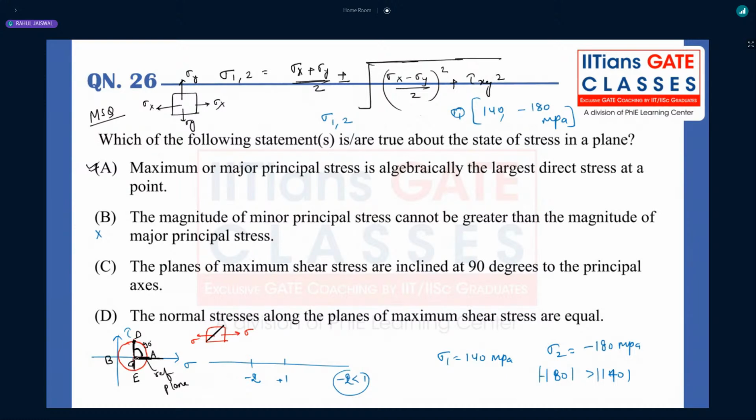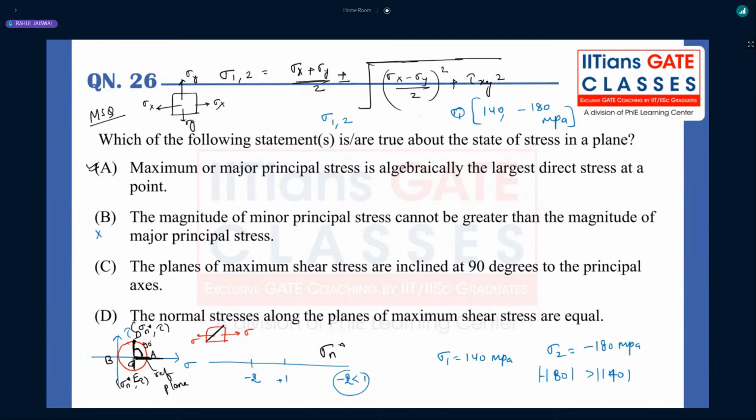Both are maximum shear stress planes. So on both, if you see the coordinates of D, what are we getting? Sigma n star into tau. Here also we'll be getting sigma n star into tau, right? So only the direction will change because of the maximum shear stress value.